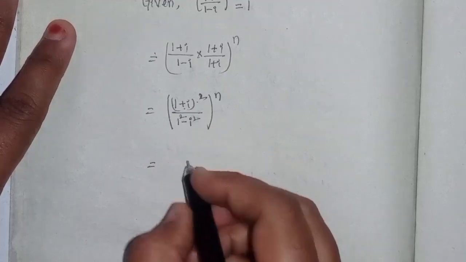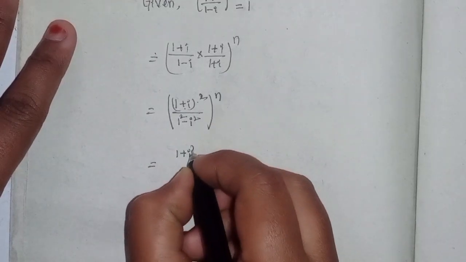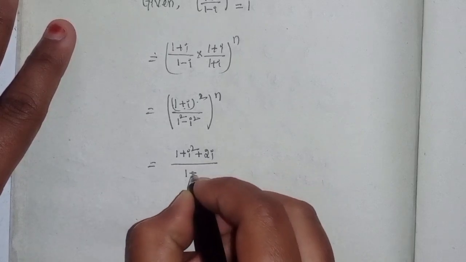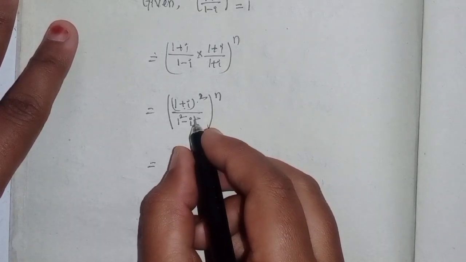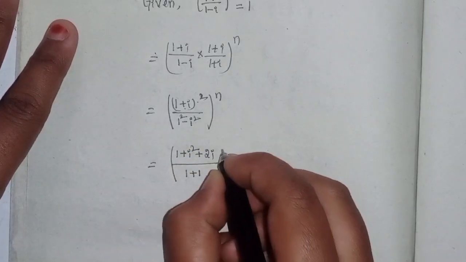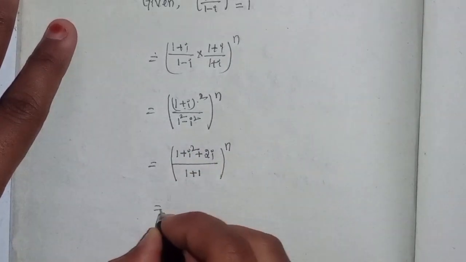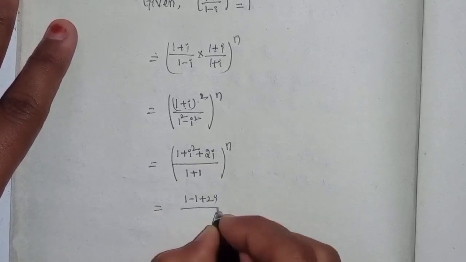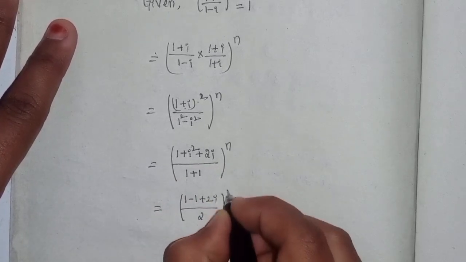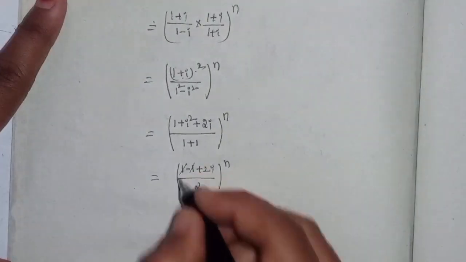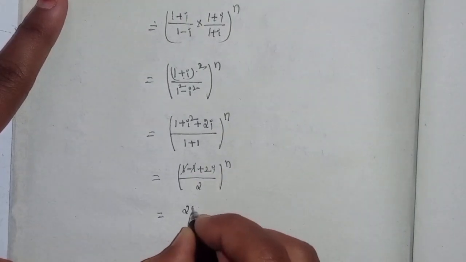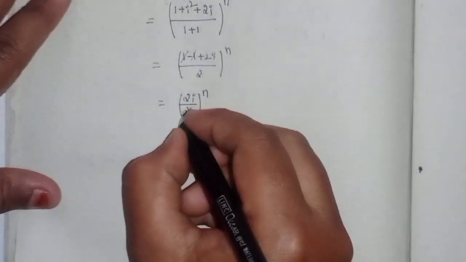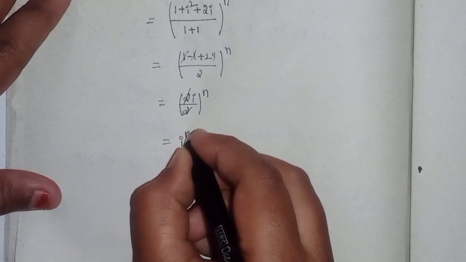Next, A plus B whole square formula: A square plus B square plus 2AB, by 1 plus 1. I square value is minus 1, and minus into minus is plus. Whole to the power of n. Minus 1 plus 2i by 2 whole to the power of n. Minus 1 plus 1 cancel. 2i by 2 whole to the power of n. 2 cancel. i to the power of n.